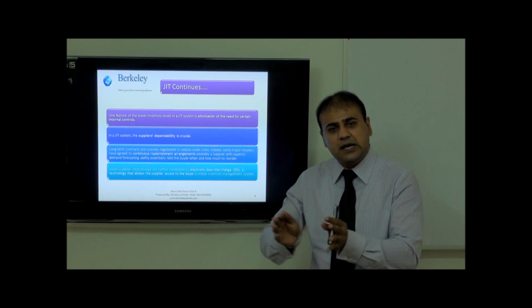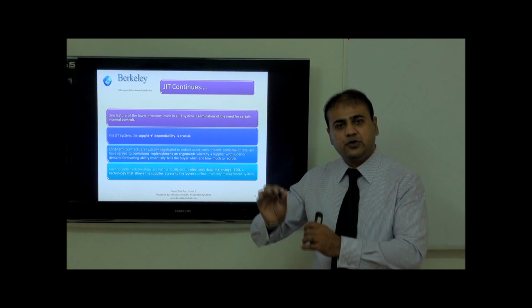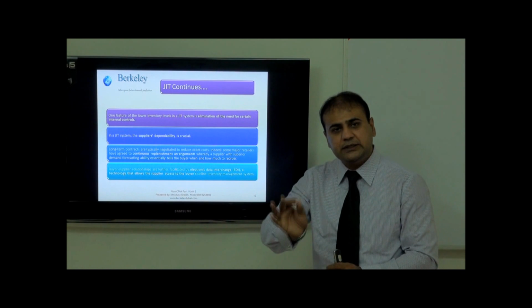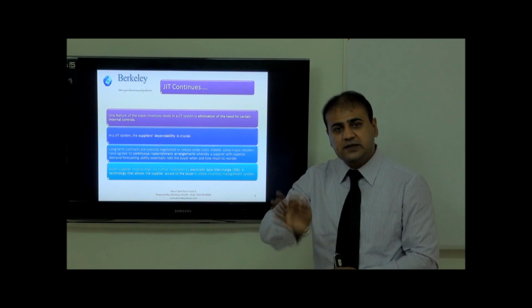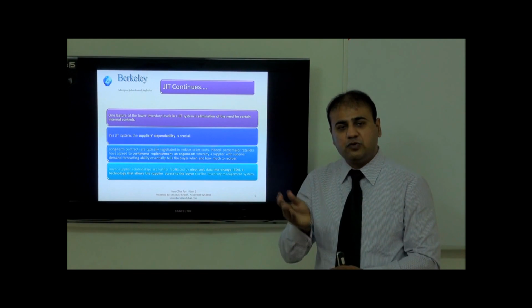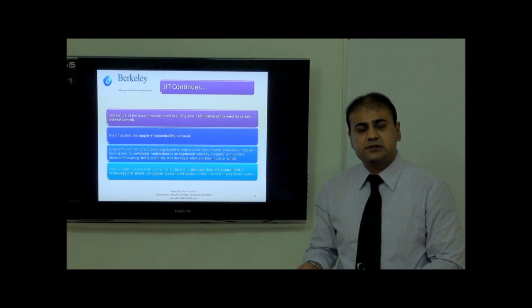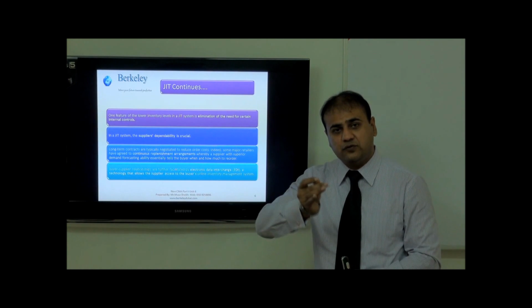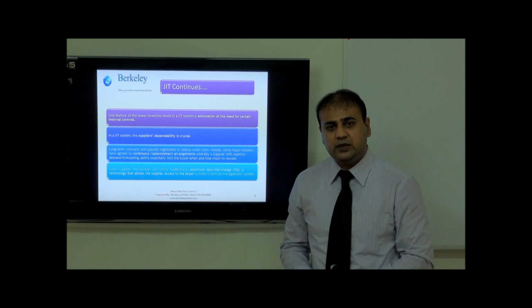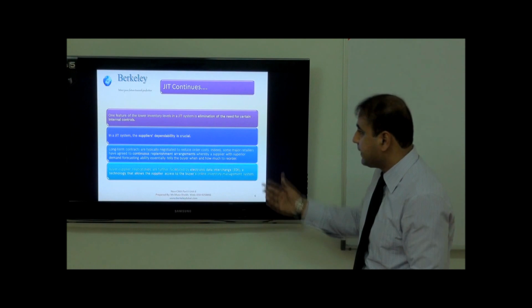Then you need to have a safeguard for your stocks, you need a security system, you need a system to preserve your stock, and you want to avoid pilferage also. So a lot of hazards you save yourself when you go for a just-in-time inventory stock system.